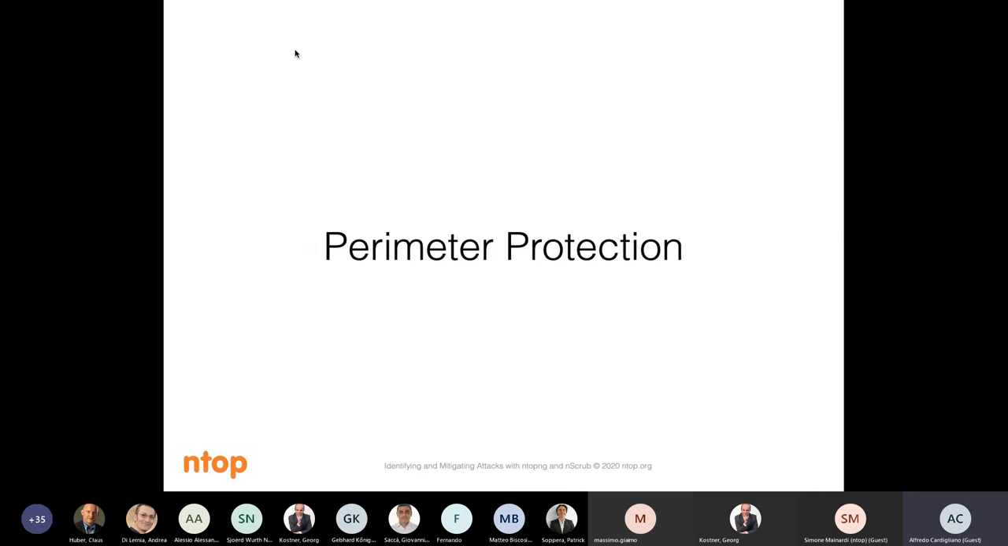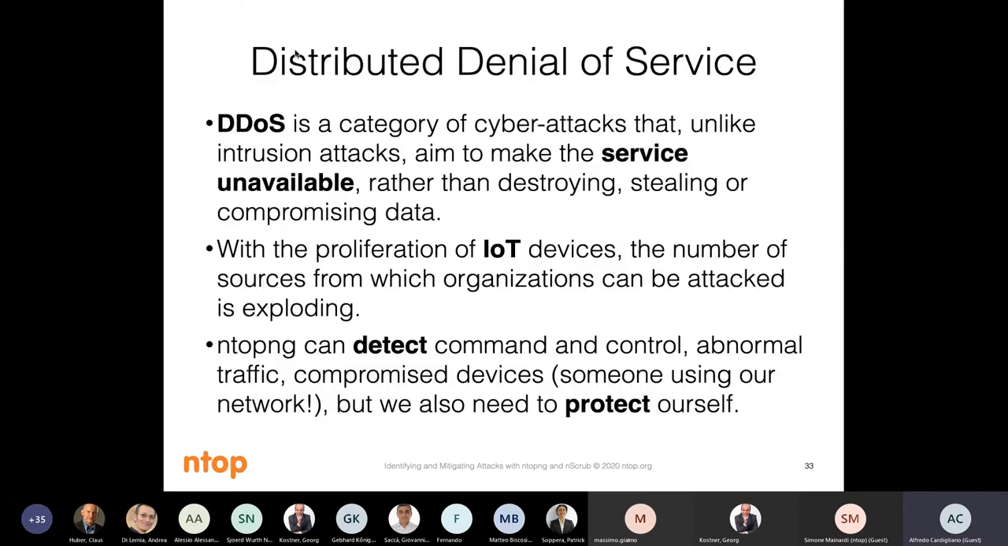Okay, so we have seen how ntopng can be used not just to do traditional traffic analysis, but also to analyze encrypted traffic, identify security threats and unexpected behaviors in our network, and also notify with alerts to react to the detected issues. But we also need to protect our network from external attacks, so to protect the perimeter. So I want to talk about distributed denial of service. This is another category of cyber attacks with the goal of making a service unavailable, not just destroying some data in our network, stealing data or compromising data or devices.